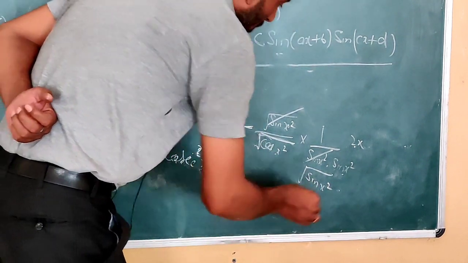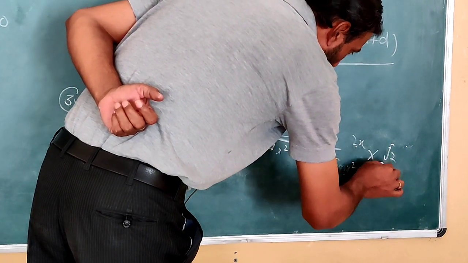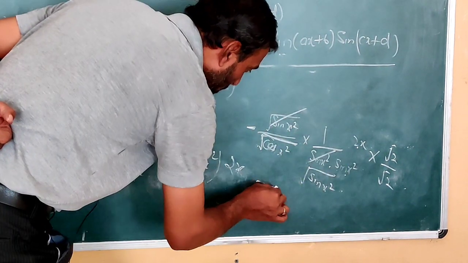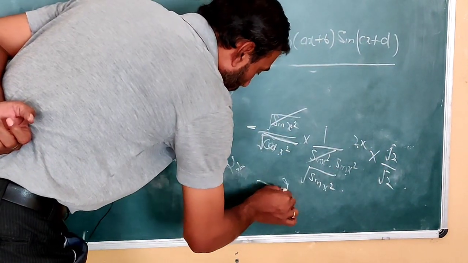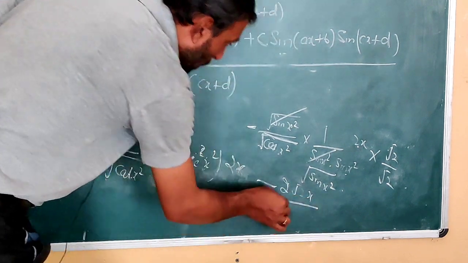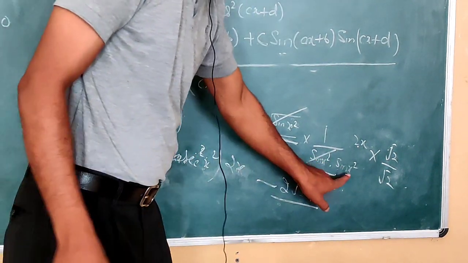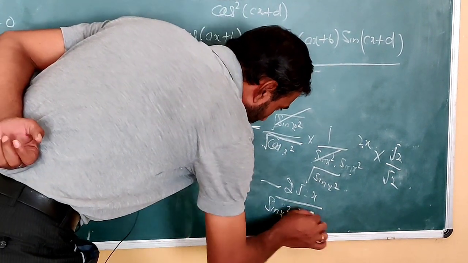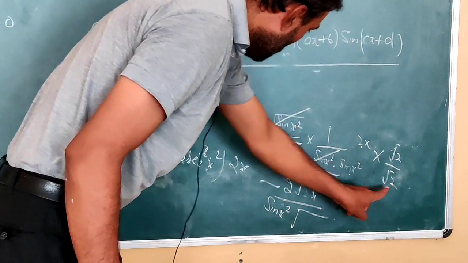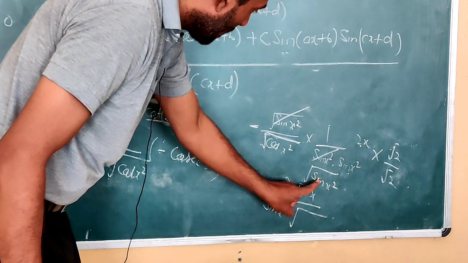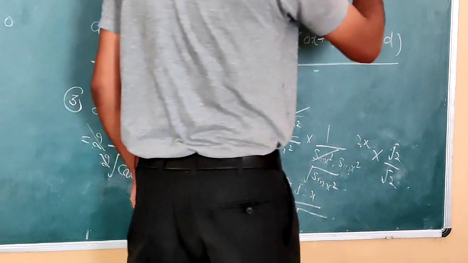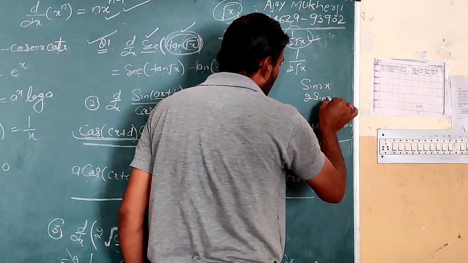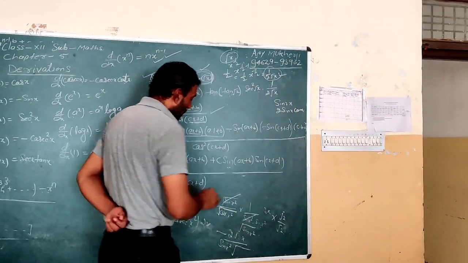Now multiply the upper side and lower side by root 2. So we get our answer, which is minus 2 root 2 x upon, here is sin x square. First of all, we take sin x square, and inside the root this is root 2 root cos x square and root sin x square. This is the formula: sin 2x is equal to 2 sin x cos x. So this formula we apply into the root x.